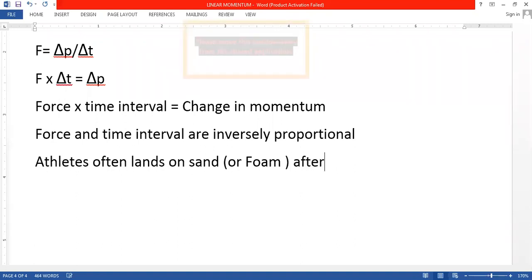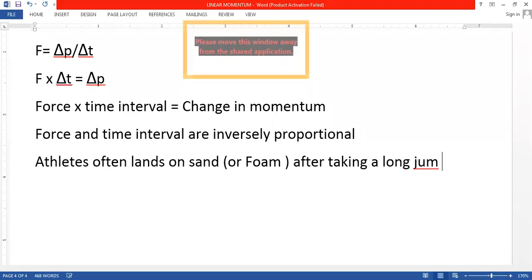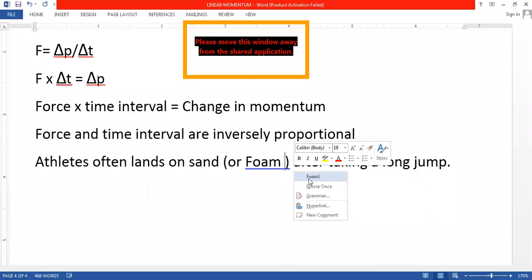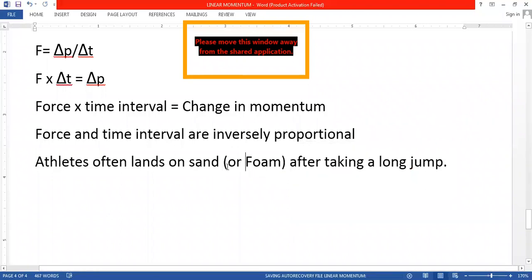After taking a long jump or high jump, you generally find that the athletes land on the sand or on the foam. Now, why do they do this? Let's try to understand the relation.